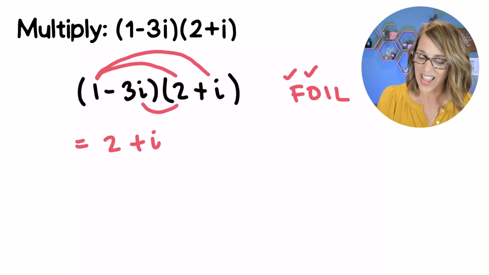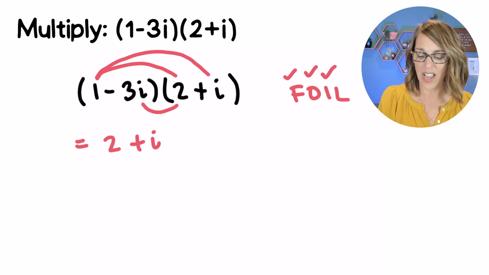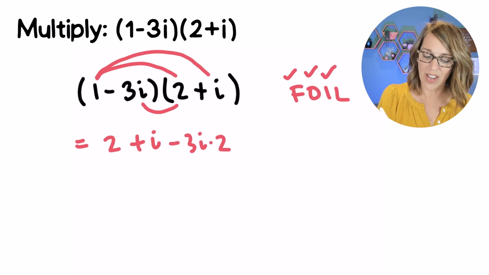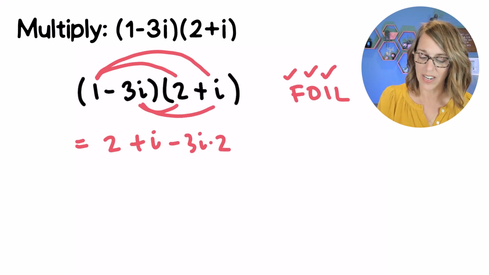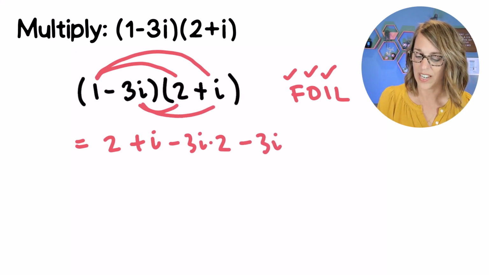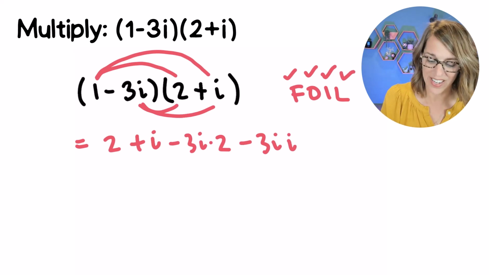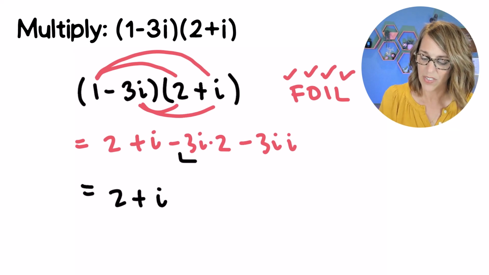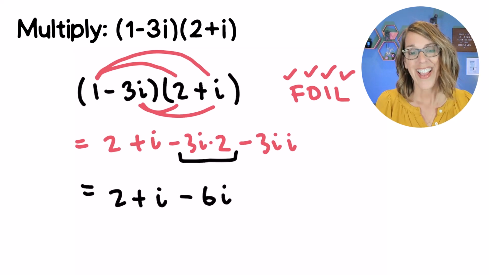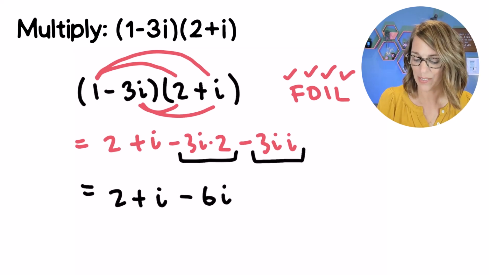Inner is next. Inner is going to be negative 3i times 2. And then finally, last is going to be a negative 3i times an i, so there's last. Let's go ahead and clean up what we've got here. I have a 2 plus an i. I can multiply the 3 times the 2 here, and I get a minus 6i. And on the end there, I can write this as minus 3i squared.